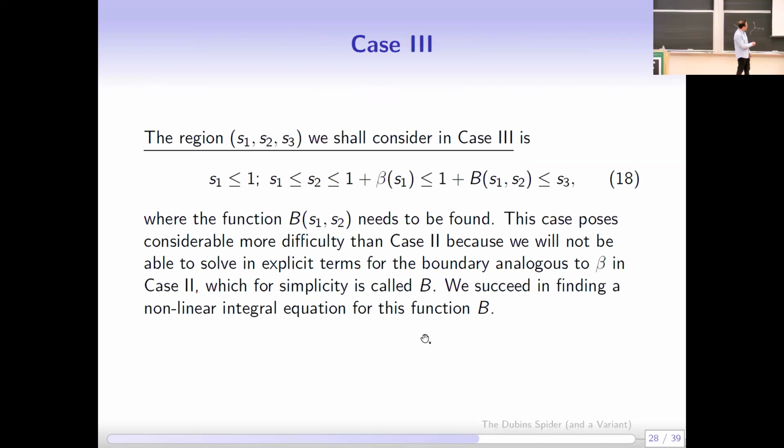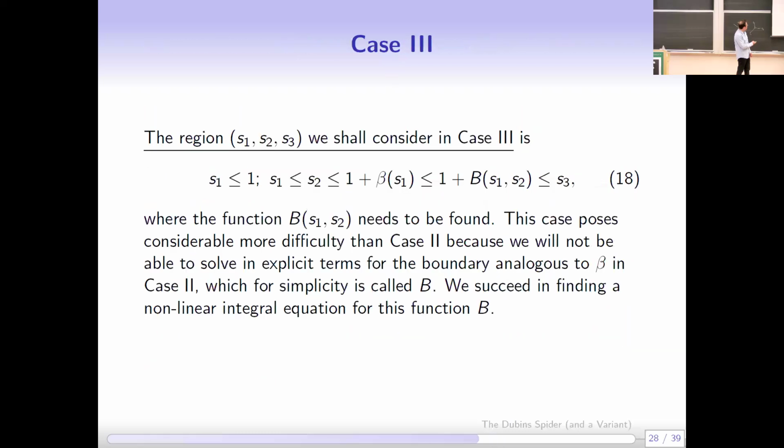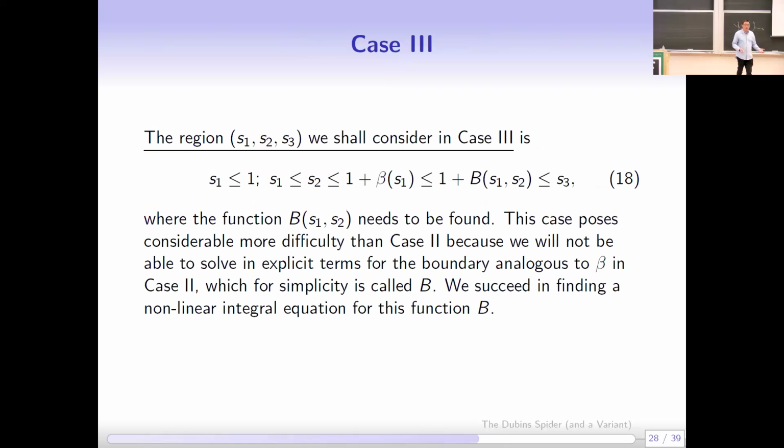So that's actually a pretty nice achievement, that you can actually get this beta analytically in 17. Again, we're not there yet. We can't provide an expression for theta 3 because we don't know V at O. Okay, so we go further.